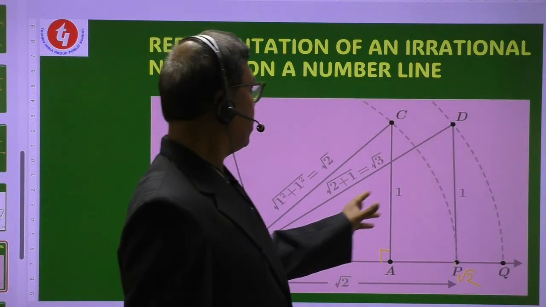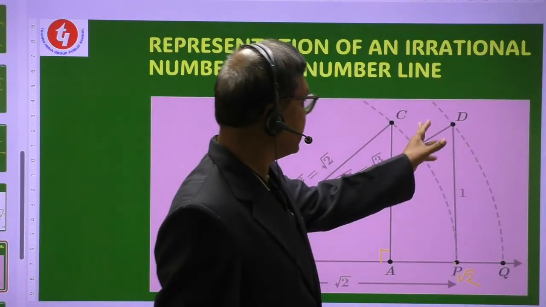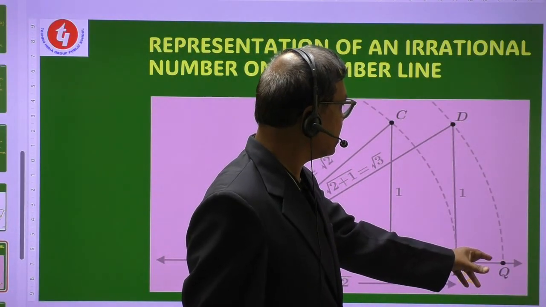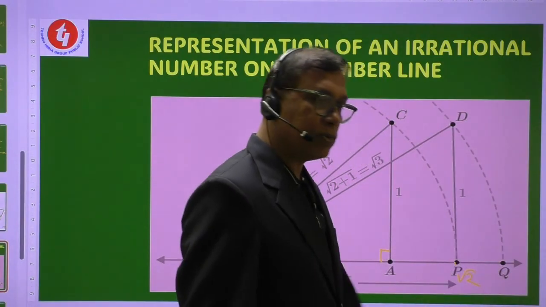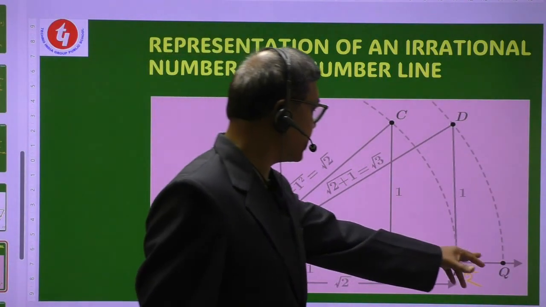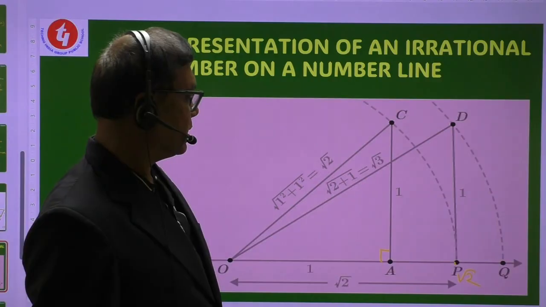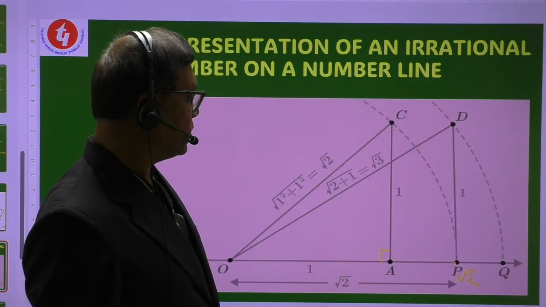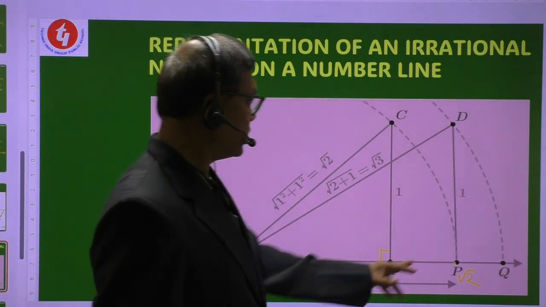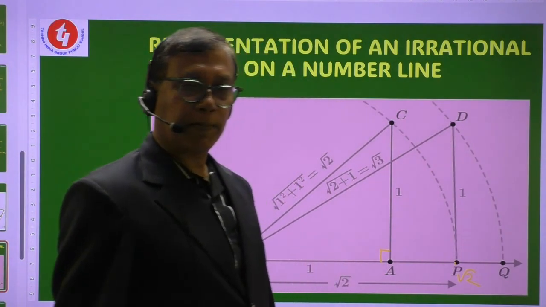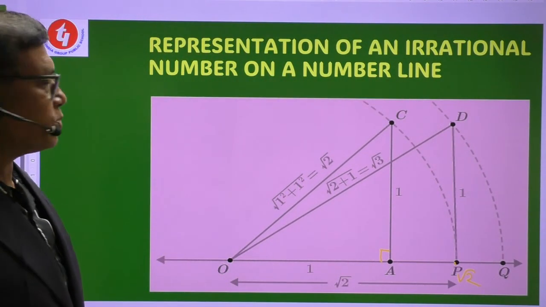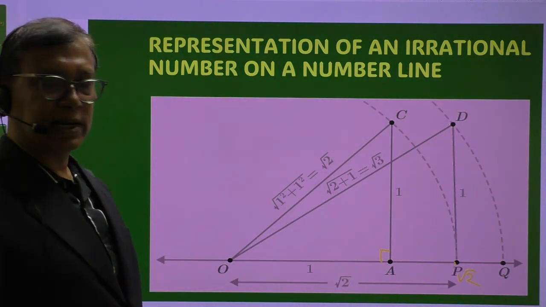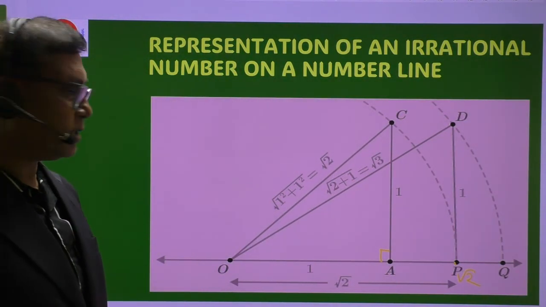Now taking O as center and OD as radius, if we draw a circular arc, this circular arc will meet the number line at Q. So OQ represents root 3. Is it clear? So Q is the representation of irrational number root 3. Like this we can represent one irrational number on a number line. I think this part is clear.